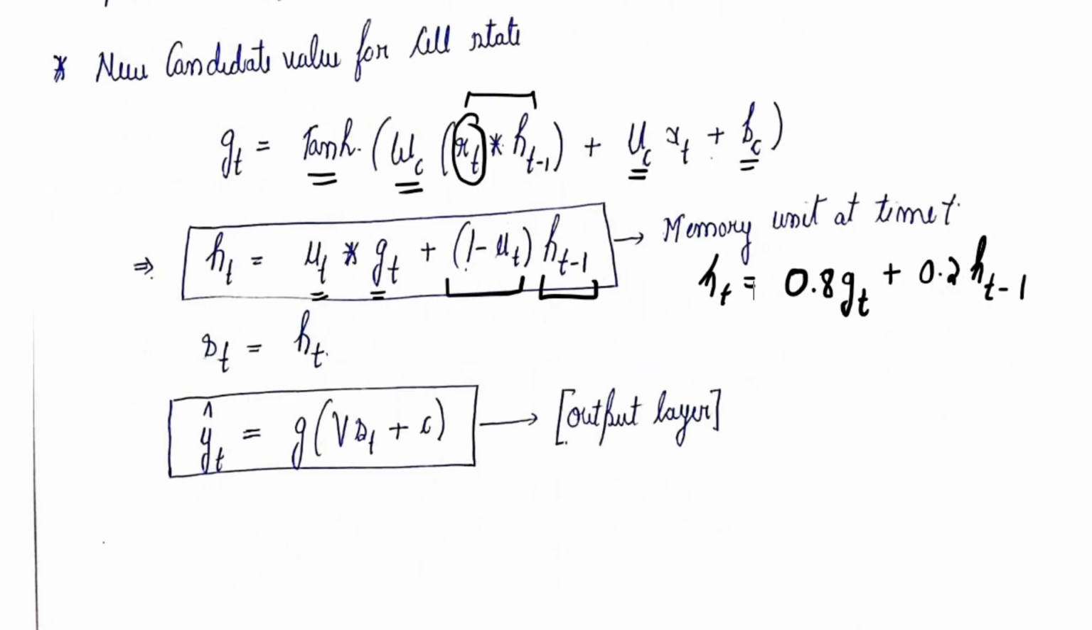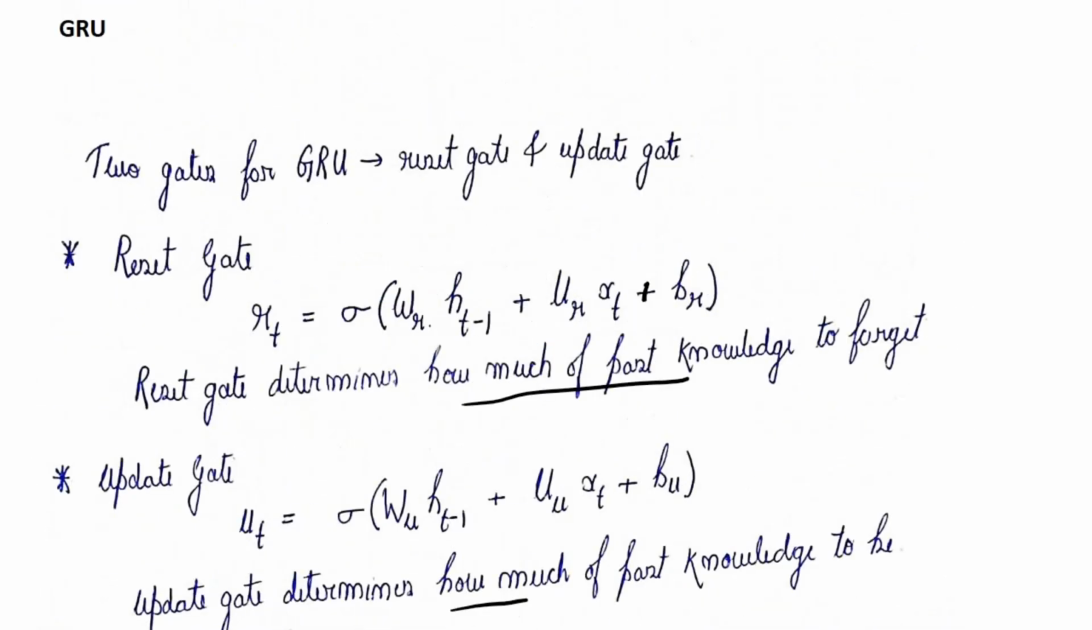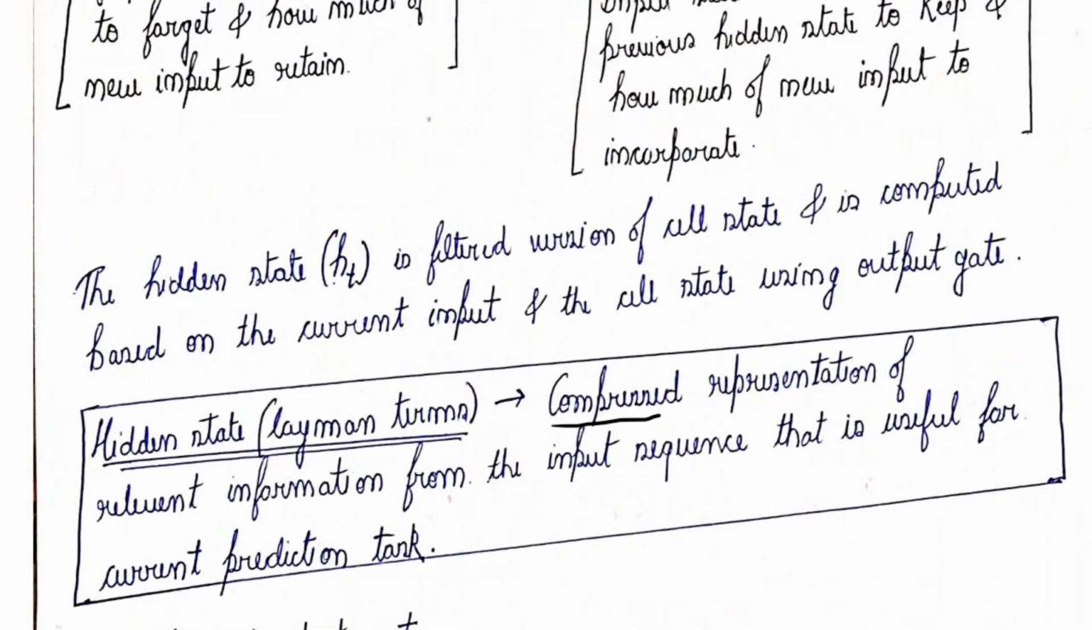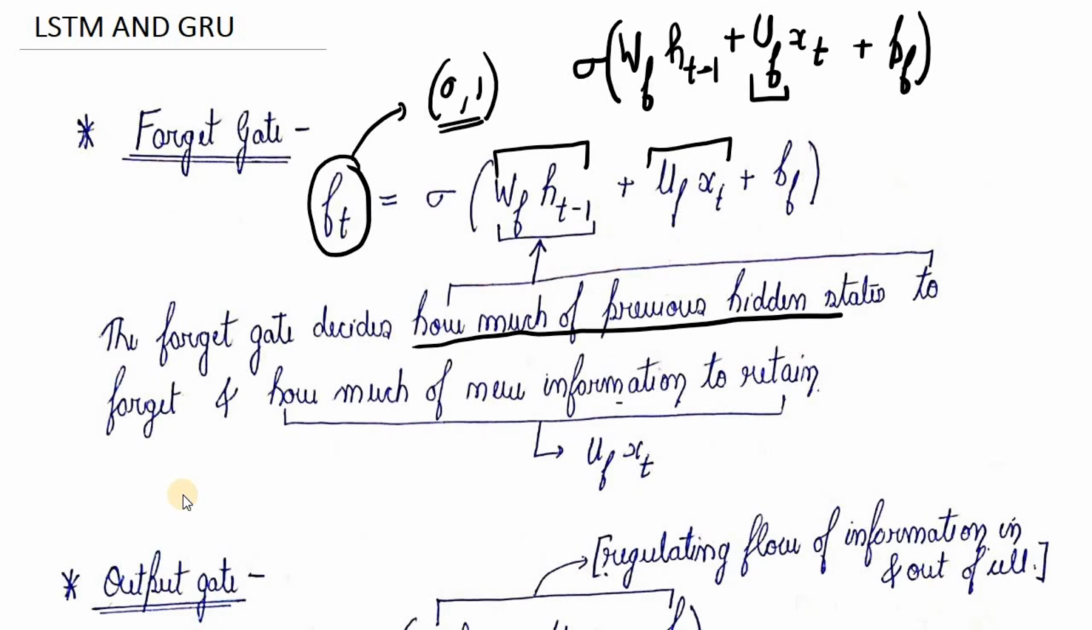So I think that's it from the explanation of GRU and LSTM from the equation point of view. In the next video, we are going to talk about how the attention works when we have an encoder decoder architecture. And that's it from today's video.